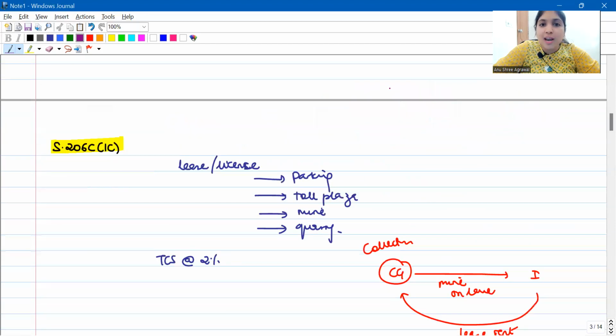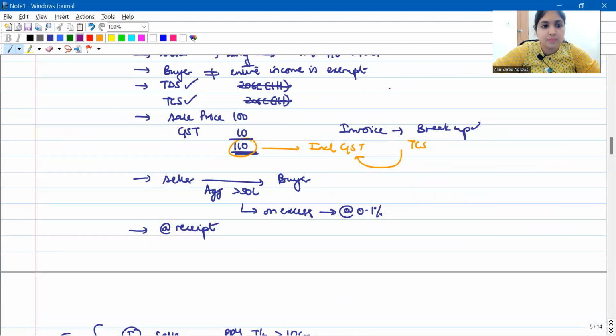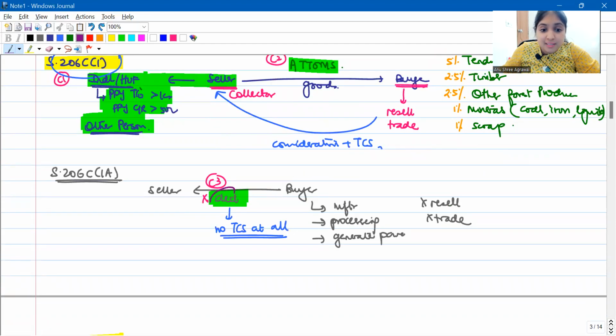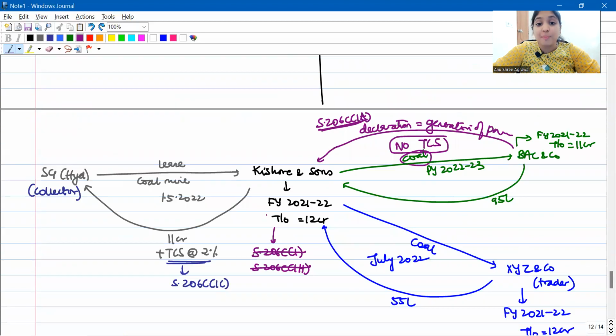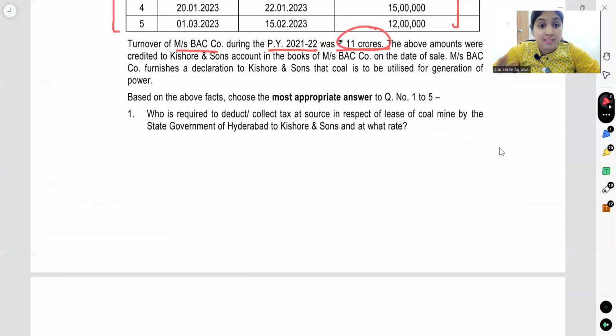Are you able to recall our discussion, guys? I had discussed this with you over here. If the buyer is giving a declaration that I'm going to use the goods for generation of power, no TCS at all, right? So the buyer has given a 206C1A declaration. Because the buyer has given 206C1A declaration, in this transaction there will be no TCS at all, neither under 206C1 nor under 206C1H, no TCS at all. Okay, so this is the entire story.